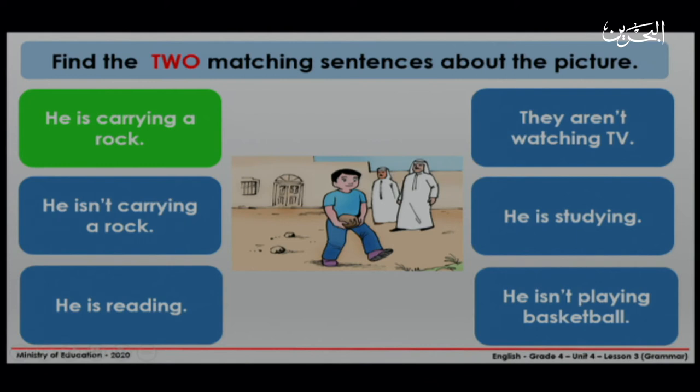He isn't carrying a rock. Is this sentence correct? No. So let's move on to the next sentence. They aren't watching TV. Now, do we use they aren't for only one boy? No. So let's see the next sentence. He isn't playing basketball. So he's carrying a rock. He isn't playing basketball.